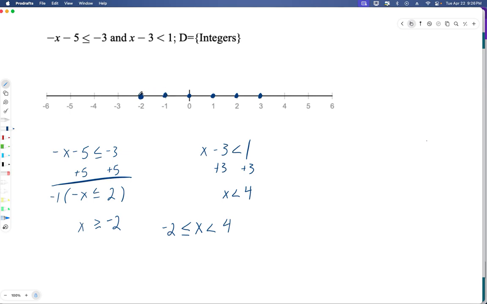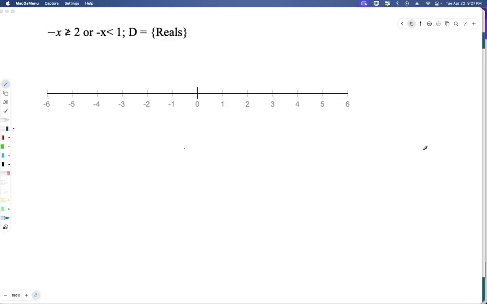So negative 2 is included because x is greater than or equal to it. So it's included. 4 is not included. X is less than 4. The next integer less than 4 is 3. So this is the way we would graph this solution. Let's look at the next problem.